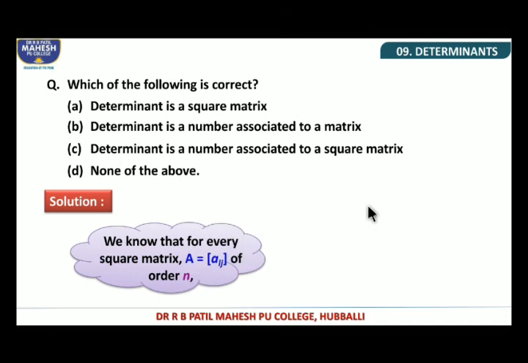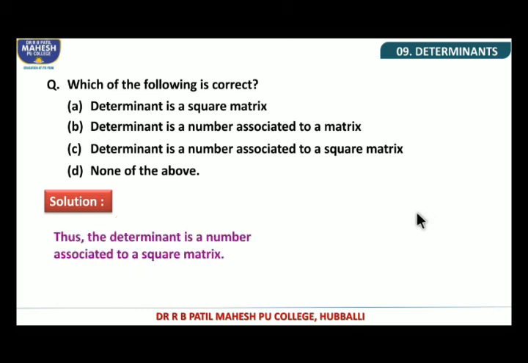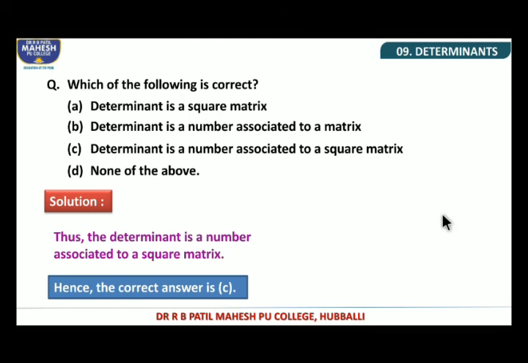For the solution, we know that for every square matrix A equal to the matrix Aij of order n, we can associate a number called the determinant of a square matrix A. So it is the definition of the determinant of the given matrix A. Thus, the determinant is a number associated to a square matrix. Not only a matrix, it is a square matrix. So the determinant is a number associated to a square matrix. Hence, the correct answer is C option.